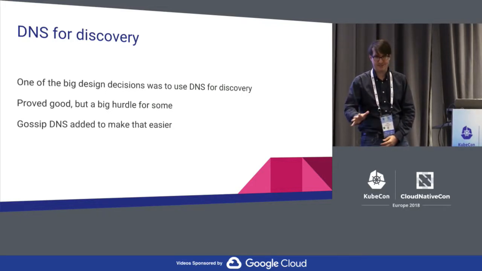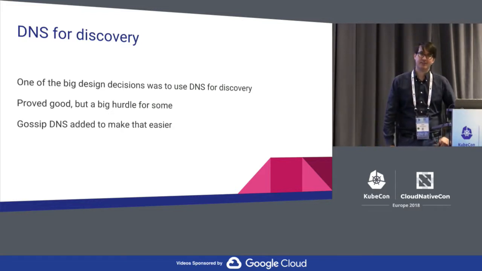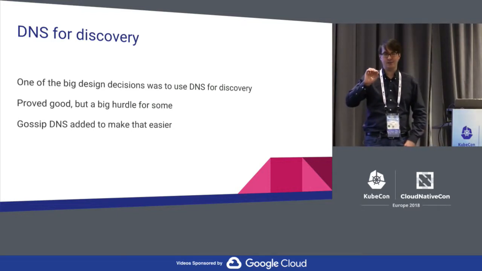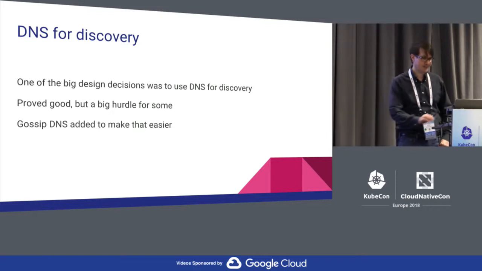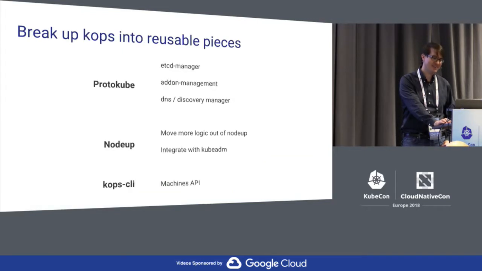That requires setting up your NS records, which is the challenge sometimes. On AWS, you can use a private hosted zone in Route 53, which means that it doesn't actually have to be a real DNS name anymore. So you do kops create cluster --dns=private, if I recall correctly. But DNS for discovery was a big design decision for kops, and it worked out okay, I think, would be how I'd put it.